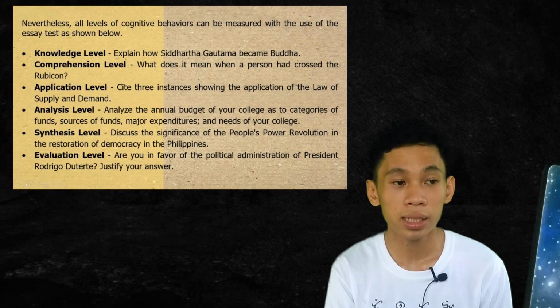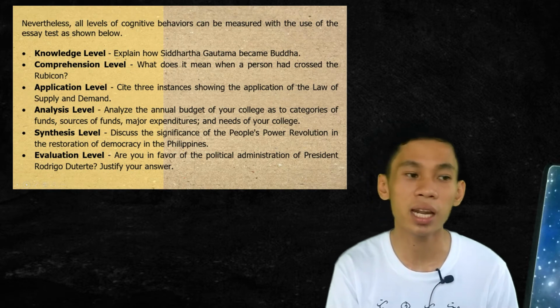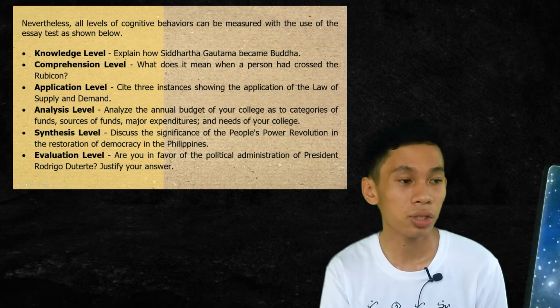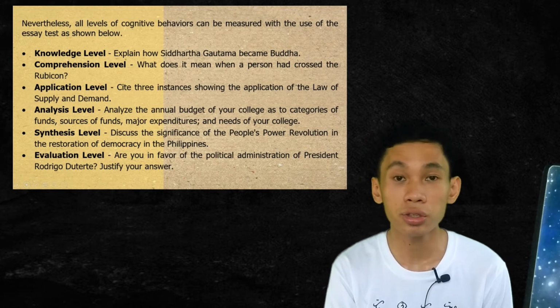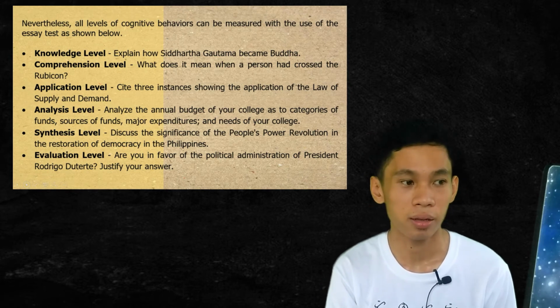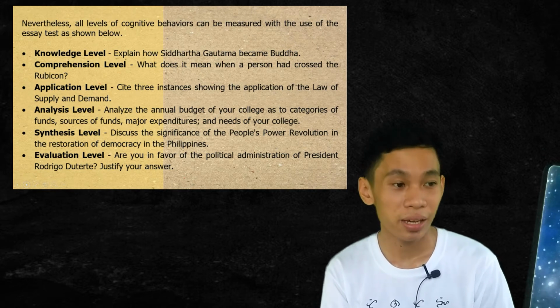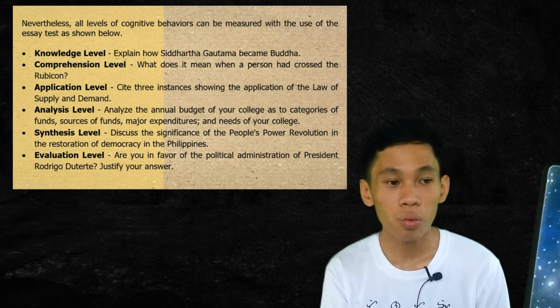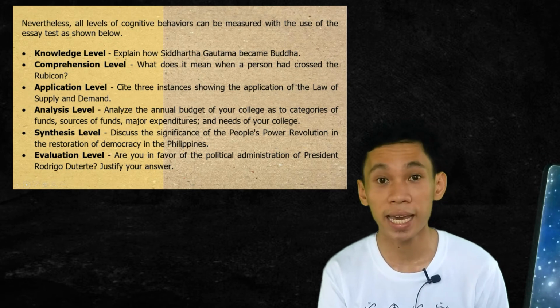Ano ba yung mga levels of cognitive domain? So, i-recall natin, we have the knowledge, comprehension, application, analysis, and then synthesis and evaluation. So, na-measure naman daw sa essay itong 6 na levels na to. So, for example, sa knowledge level, explain how Siddhartha Gautama became Buddha. Okay, knowledge level lang siya. And then, under comprehension level, what does it mean when a person had crossed the Rubicon? Okay, comprehension level. Application level, cite 3 instances showing the application of the law of supply and demand.